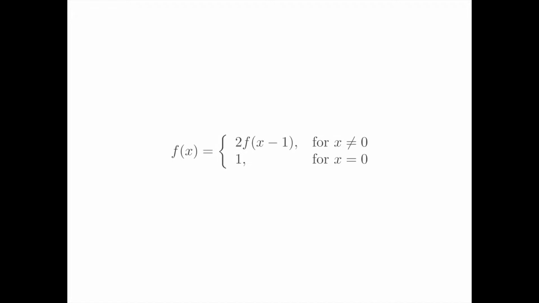Let's get to it. So let's say we have some function defined like this. F of x is equal to 2 times f of x minus 1 for x not equal to 0, or 1 for x equal to 0. And for some reason we want to get some idea of a rate of change. Maybe this function represents a population size on a given day, and you want to get an idea of how fast the population is growing.